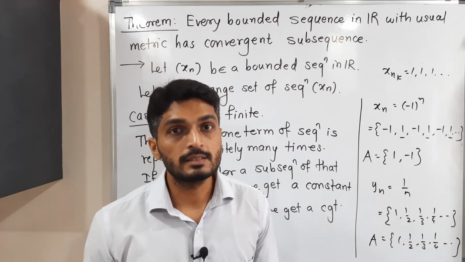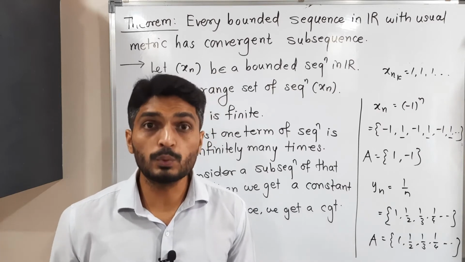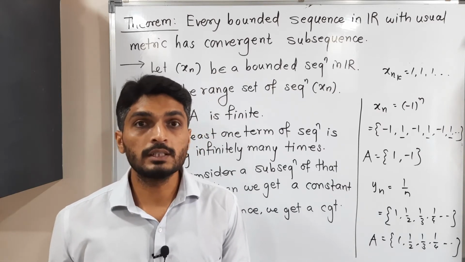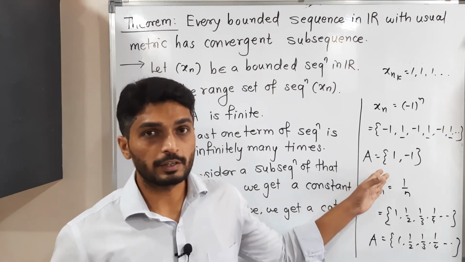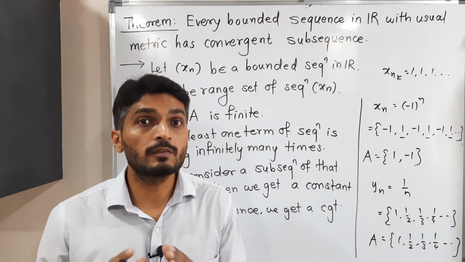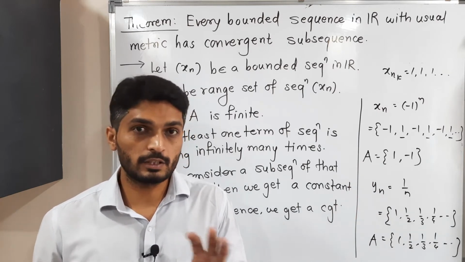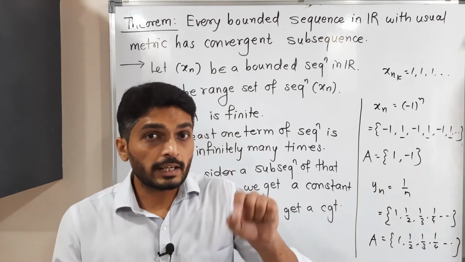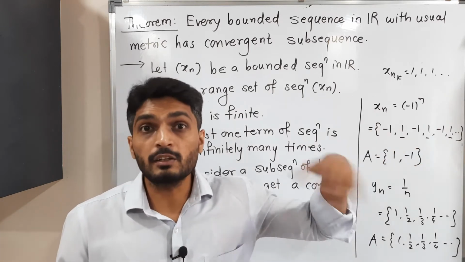Then obviously we will have a constant sequence, and we know that every constant sequence is convergent, so we get a convergent subsequence. So in this way we proved that any given sequence has a convergent subsequence. Getting the point? So this is possible when set A is finite. Have you understood? I will repeat. If set A is finite, at least one term is repeating infinitely many times.